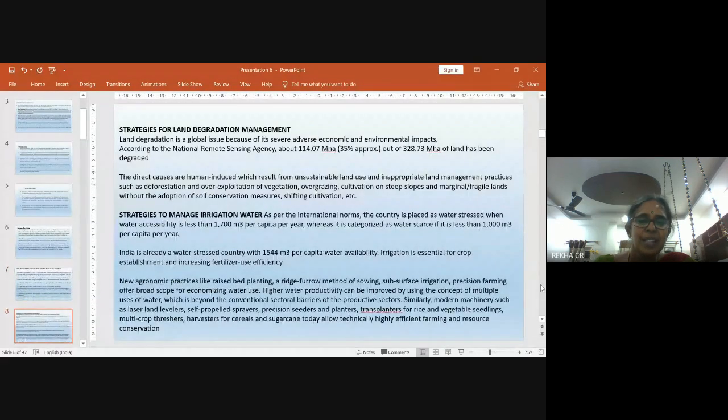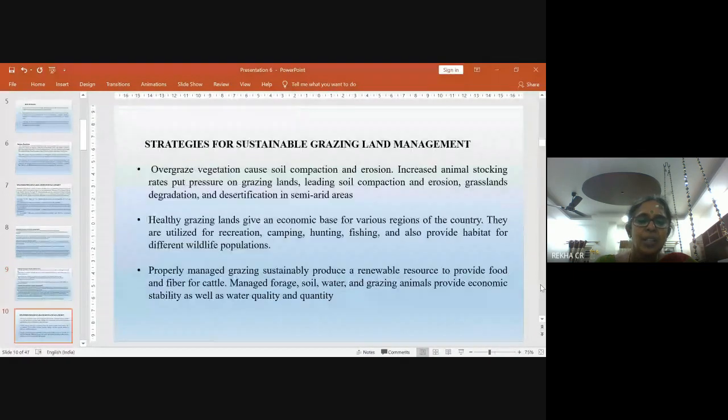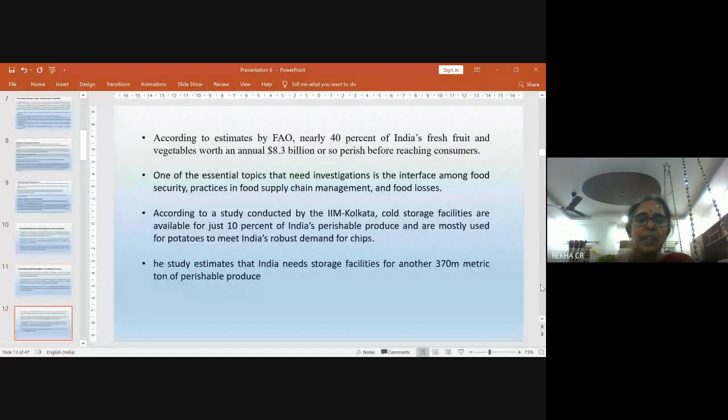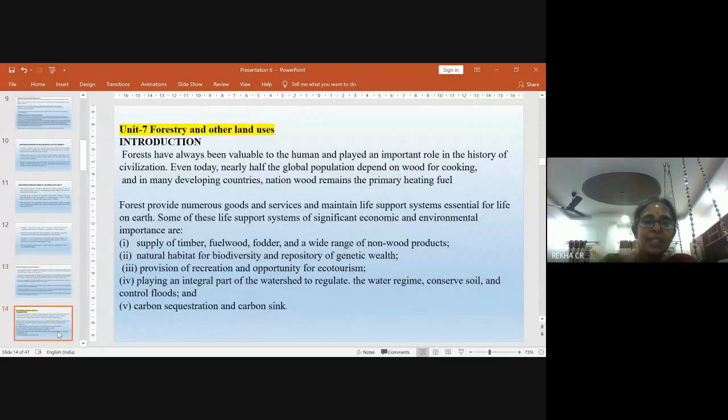First one is strategies for land degradation management, strategies to manage irrigation water, strategies to manage organic matter in soils, strategies for sustainable livestock, strategies for sustainable grazing land management, strategies to reduce losses in the food supply chain, strategies for managing changing the Indian diet. So this is about the first unit, the agriculture.